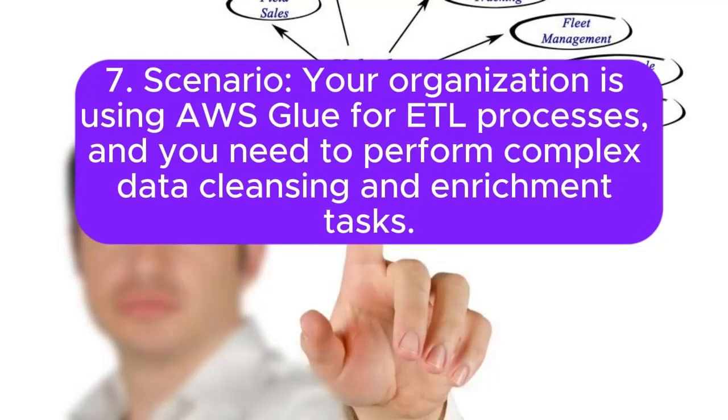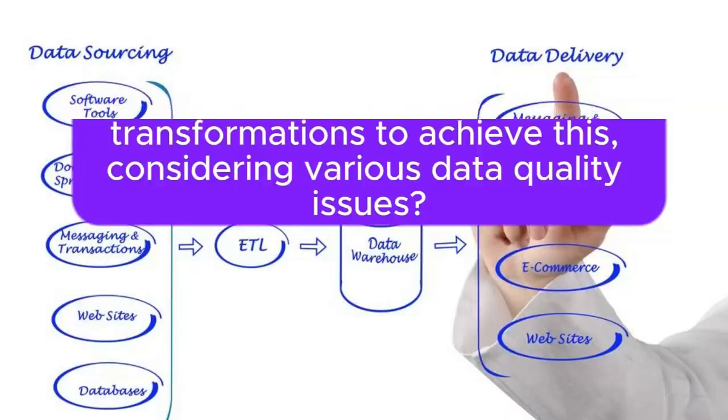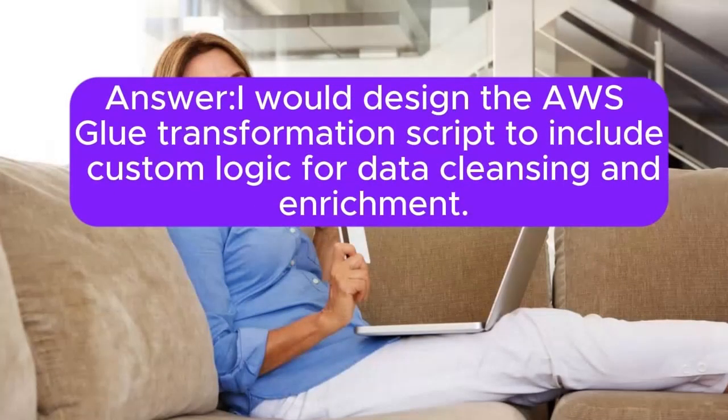7. Scenario: Your organization is using AWS Glue for ETL processes, and you need to perform complex data cleansing and enrichment tasks. How would you leverage AWS Glue transformations to achieve this, considering various data quality issues? Answer: I will design the AWS Glue transformation script to include custom logic for data cleansing and enrichment.